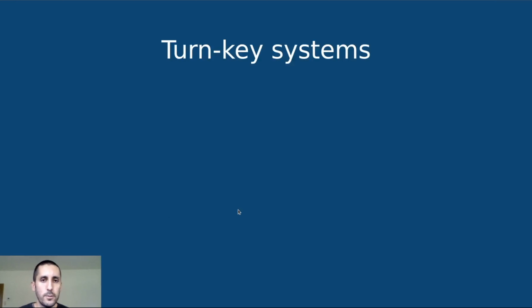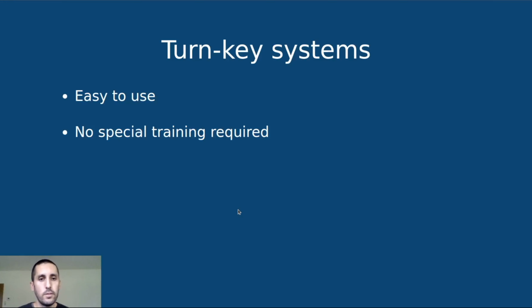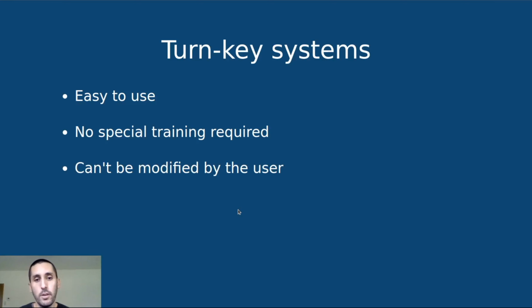On the other side of the spectrum, we have turnkey systems, which are easy to use. No special training is required, but they can't be modified by the user. And this means that you take it or leave it. If we create a UI for Tremor that has a set of features, if those features solve your problem, then great. You don't need to learn a lot. You just click around and get what you need.